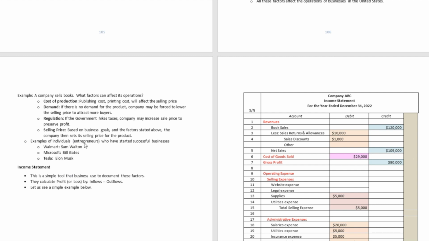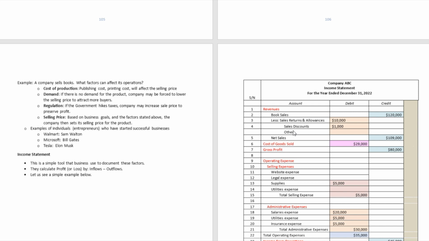Examples of individuals or entrepreneurs who have started successful businesses in America are people like Sam Walton of Walmart, Bill Gates of Microsoft, or Elon Musk of Tesla. So let's take a look at the income statement, for example, for company ABC. The income statement is going to be essentially divided into two major categories, even though it can get more complex than that.